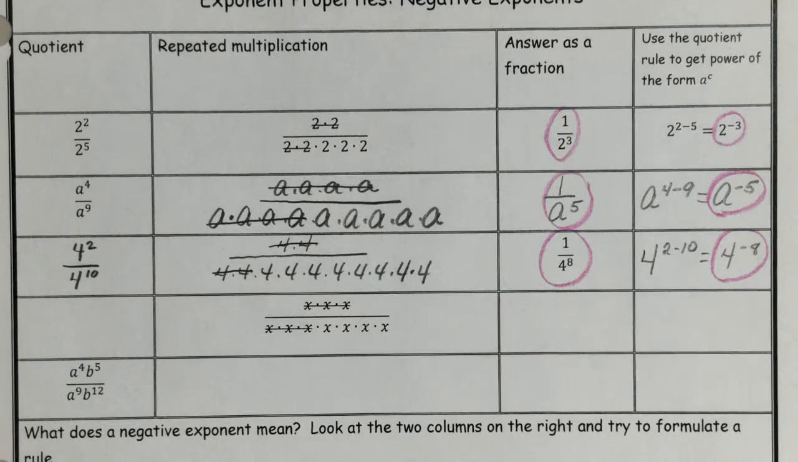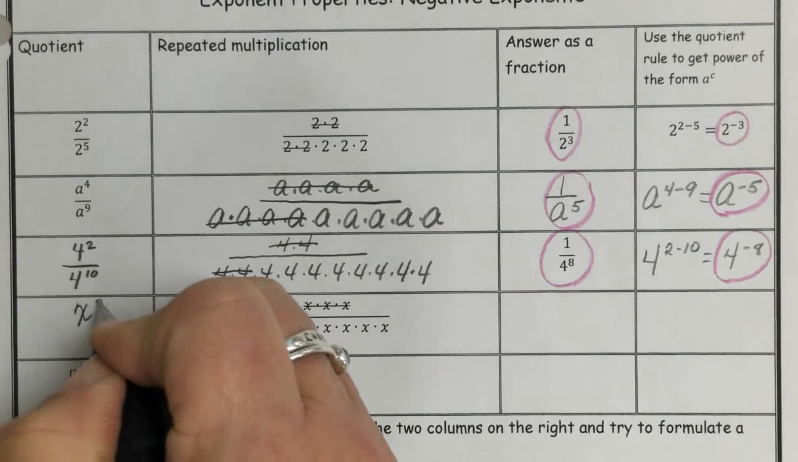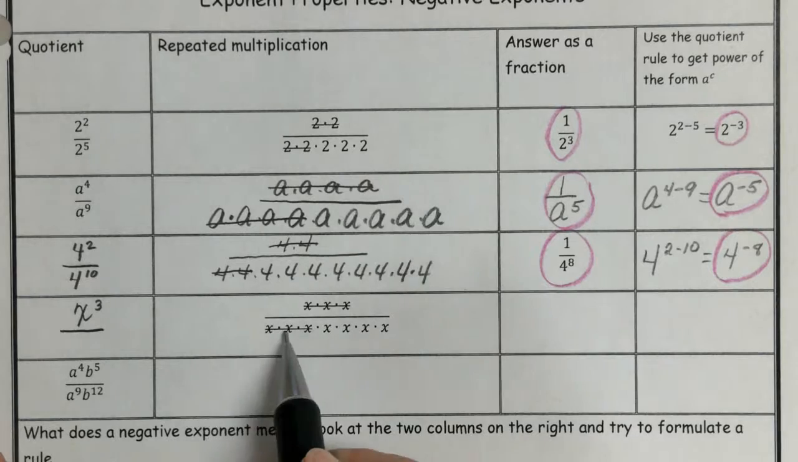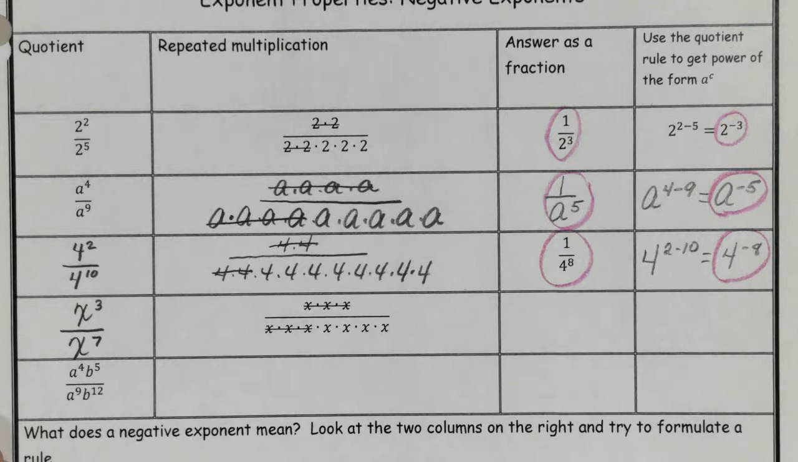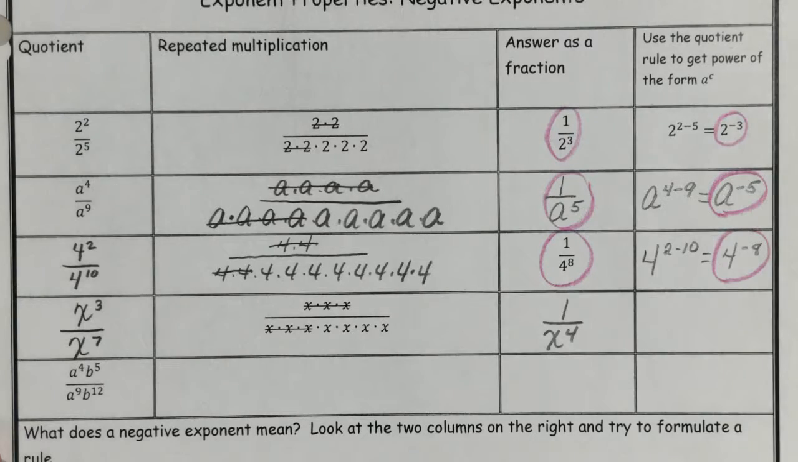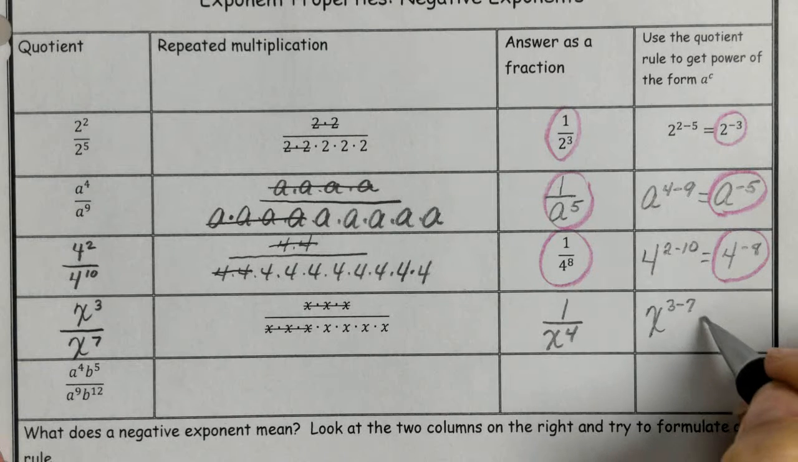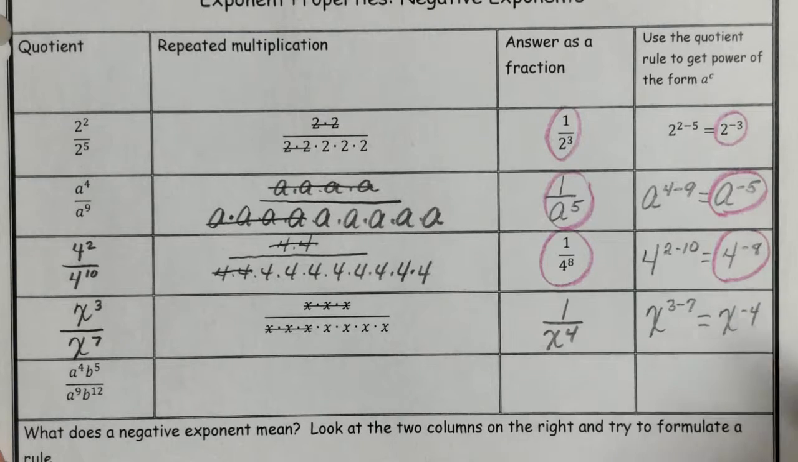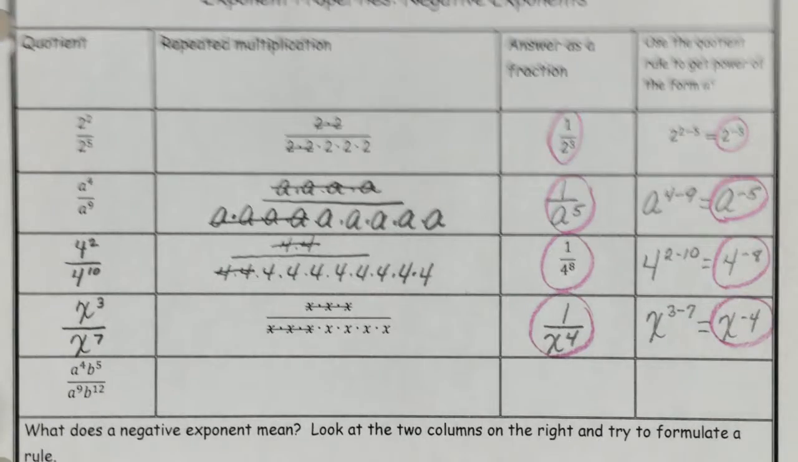Now, if we want to write the original quotient that would go with this repeated multiplication model, it would be x to the 3rd power on the top, 1, 2, 3, 4, 5, 6, 7, x to the 7th power on the bottom. You can see that this would leave 1 over x to the 4th, or if I used my quotient rule, x to the 3rd minus 7, 3 minus 7 equals negative 4. And again, this is equivalent to this. It's just written in a different form.